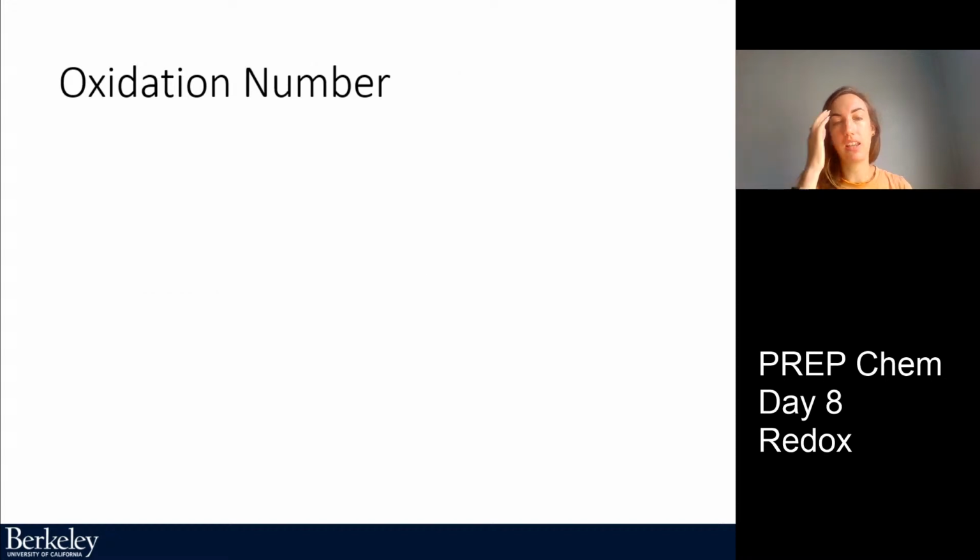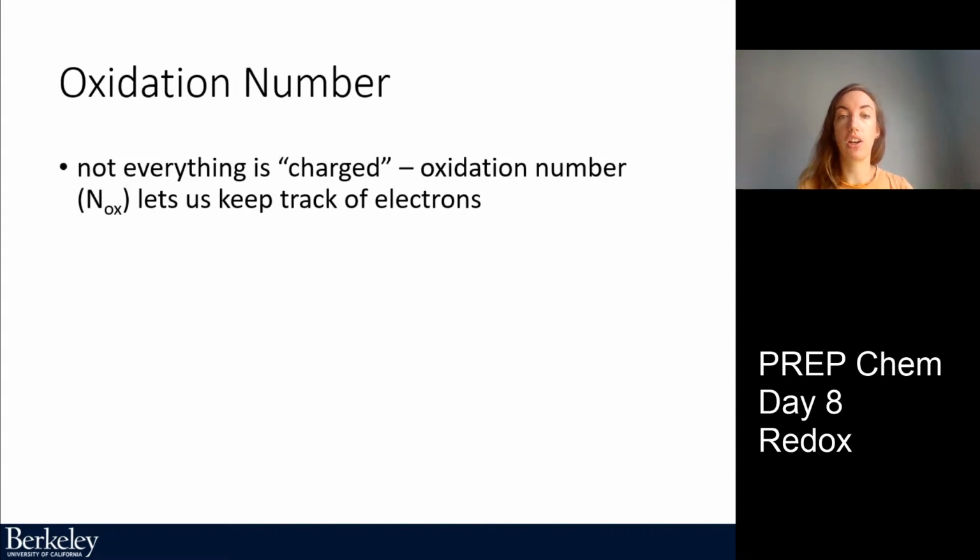The problem here is that not everything is charged explicitly. And so instead of pretending things are charged that aren't, we use what's called an oxidation number. So we can assign an oxidation number to every single atom within a molecule, and doing that lets us keep track of electrons. We'll go through the rules for how to assign these numbers in a minute. But basically the point of an oxidation number is to tell us how many electrons this atom has gained or lost.